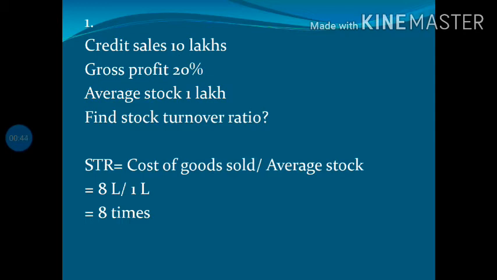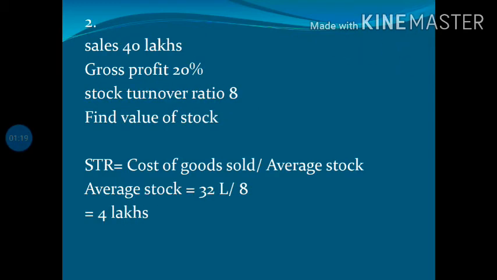Cost of goods sold: here sales is given, gross profit is given. Sales 10 lakhs minus gross profit 20%. 20% of 10 lakh is 2 lakhs. So 10 lakhs minus 2 lakhs is equal to 8 lakhs. So cost of goods sold is 8 lakhs divided by average stock 1 lakh. So 8 lakhs divided by 1 lakh. The answer is 8. So stock turnover ratio is 8 times. It is expressed in times. Is it clear? Then the second question.